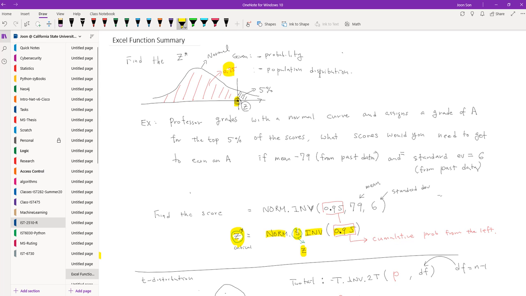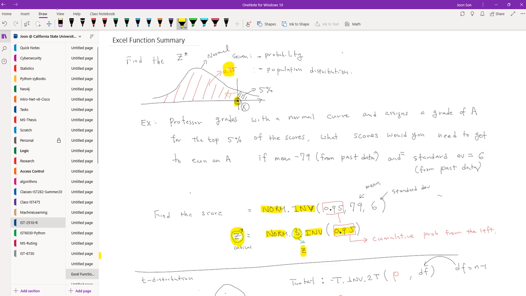But if the mean and standard deviation are given, let's say the professor grades with a normal curve and assigns the grade of A for the top 5%. If you want to get an A in his class, you have to be in this top 5%. That means the probability to the left is 0.95. The mean is given, and the standard deviation is given. In such a case, if you want to find the x, not the z, and the actual x value, then you can use NORM.INV.